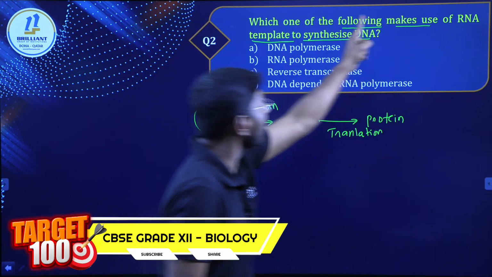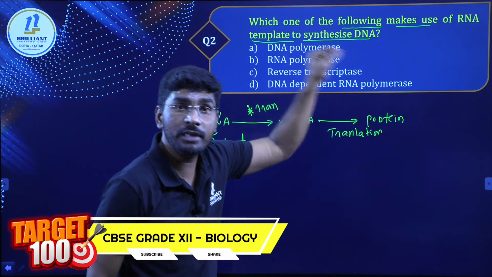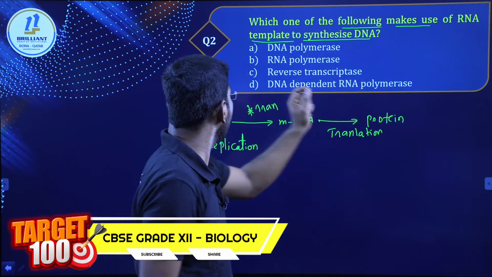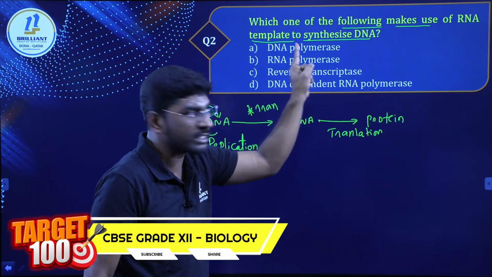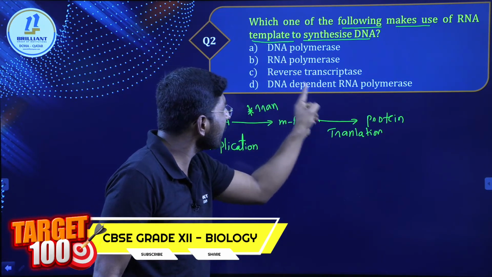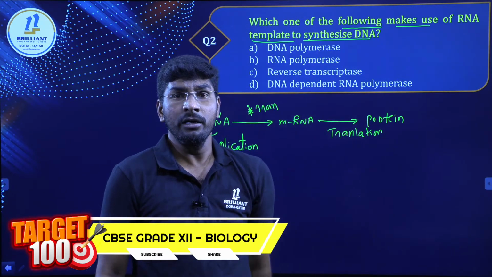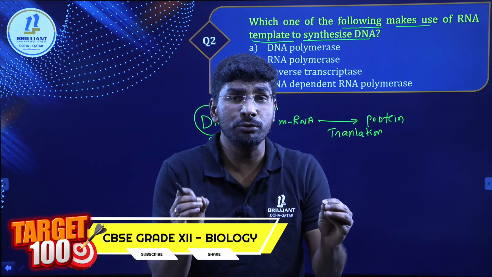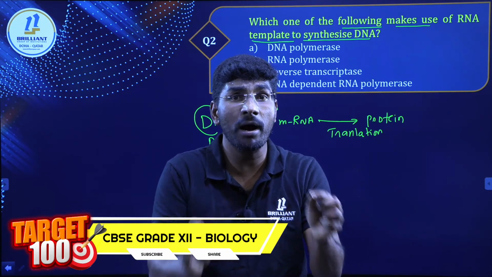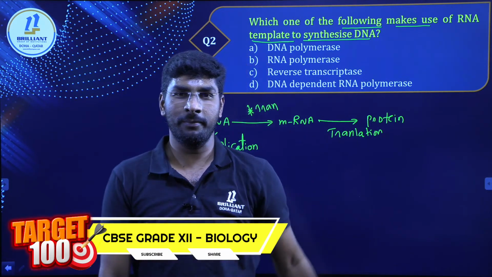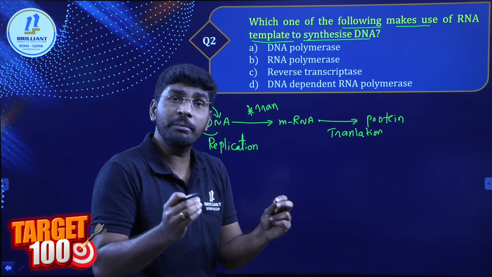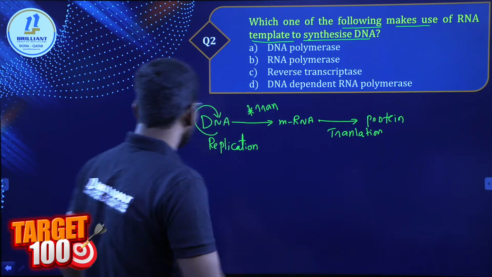From the RNA to DNA formation, look here: DNA polymerase enzyme, RNA polymerase enzyme, reverse transcriptase enzyme, and DNA dependent RNA polymerase enzyme. If you are able to recall, students, the central dogma in a virus with RNA genetic material. What is the central dogma in an RNA genetic material virus? Can you please tell me now?